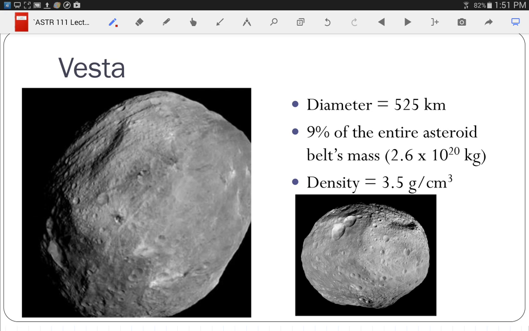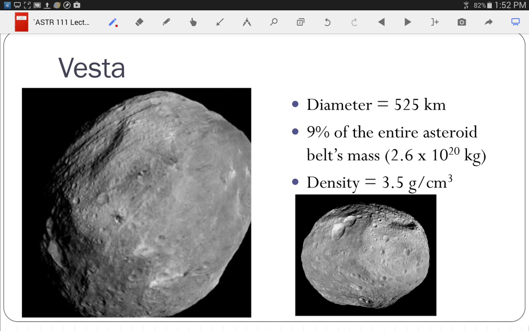Okay, so Vesta here. I'm going to change over to the PowerPoint presentation because the PowerPoint presentation has an animation here that, of course, I can't do with my PDF. So assuming that it comes up, there we go.